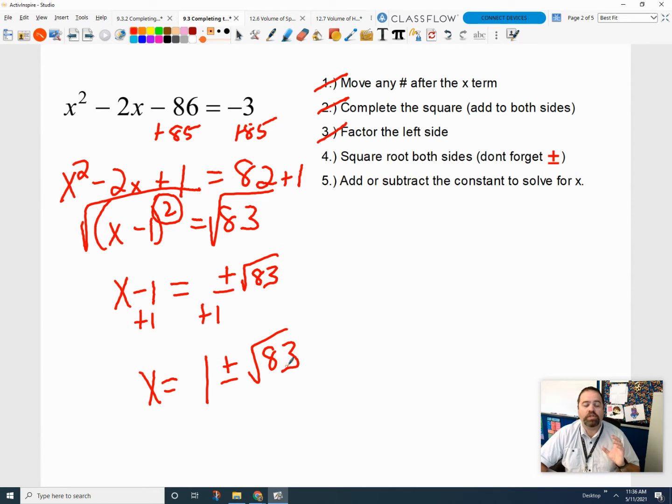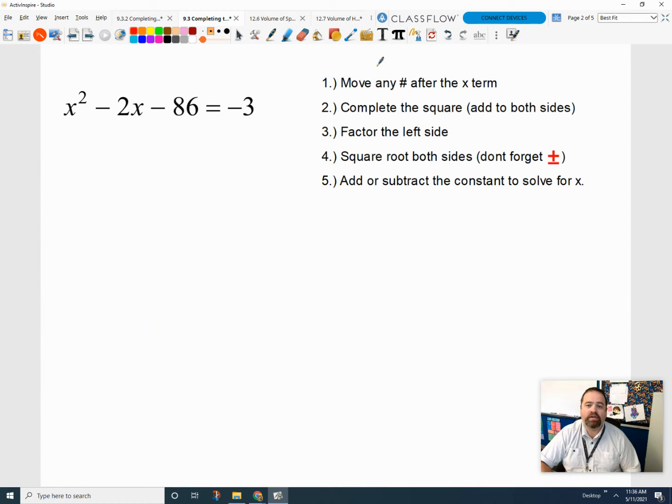So your answer should look like that. You're going to have a number plus or minus, maybe a square root, maybe a simplified square root, maybe a whole number. This last part of it just kind of depends on how your square root works out. Okay, that's it. That's done. Those are your answers. So I'm going to get rid of that.